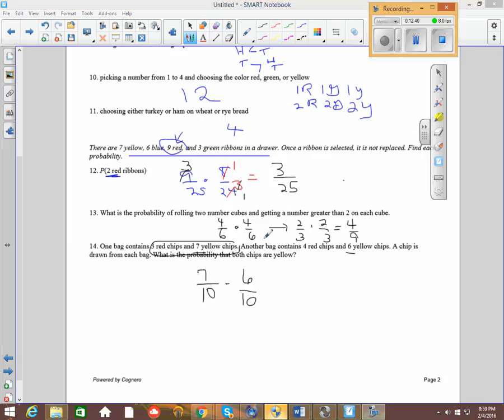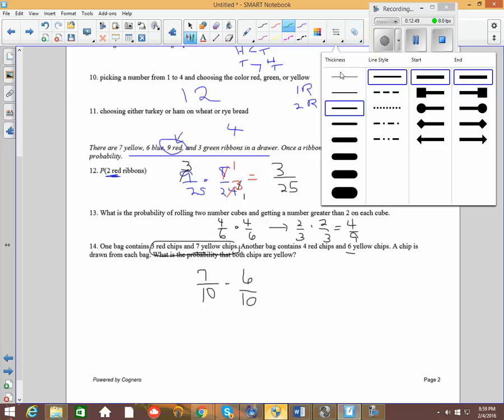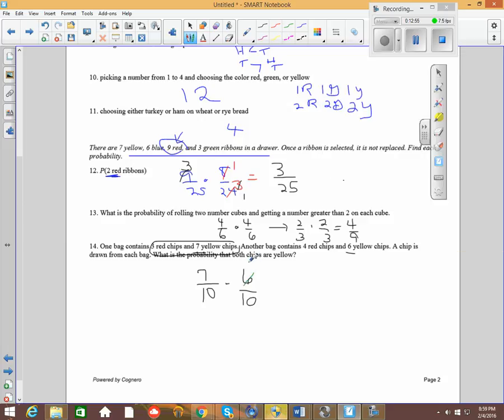Okay, now I'm back. So now we can simplify the 6 over 10. Can we reduce it? I'm going to make it green. We can reduce 6 over 10 by taking half of 6, so you have 3, and half of 10, you have 5. Now it's easier to multiply across. So then we have 21 over what? 21 over 50. And that's our answer for number 14.